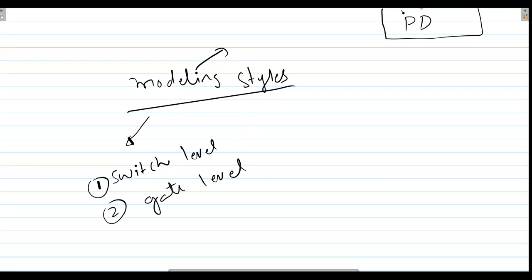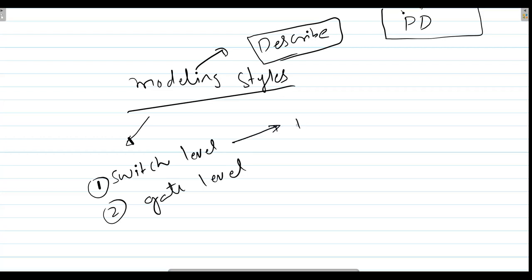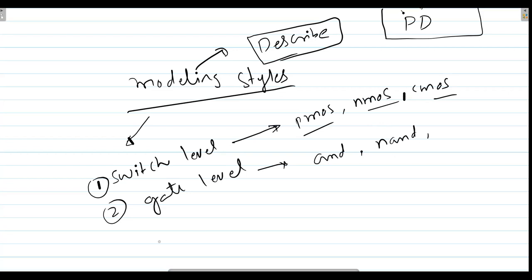Modeling styles means describing styles. So one is switch level. Here you use keywords such as PMOS, NMOS, CMOS. You use these keywords and build a circuit. In gate level, you have keywords called AND, NAND, like that.